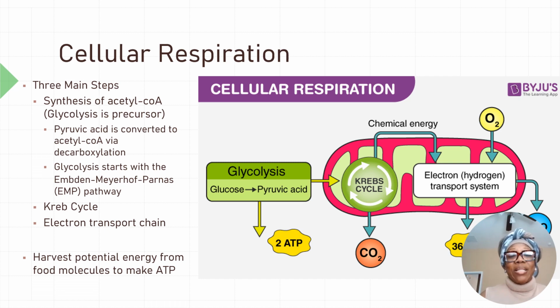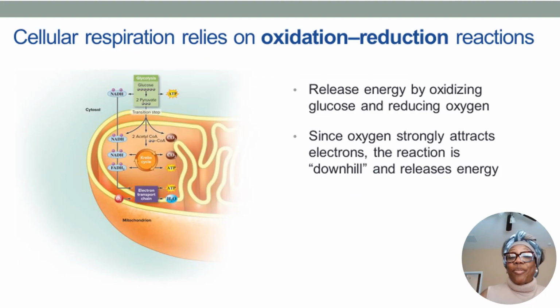Once we leave that synthesis of acetyl-CoA phase, we go into what's called the Krebs cycle, and then from the Krebs cycle, the electron transport chain. So we're going to harvest potential energy from food molecules in order to make ATP, and that's going to happen via this process of cellular respiration. To drive home a point I already mentioned, cellular respiration relies on oxidation-reduction reactions. They release energy by oxidizing glucose and reducing oxygen. Since oxygen strongly attracts electrons, the reaction is downhill, therefore it releases energy.